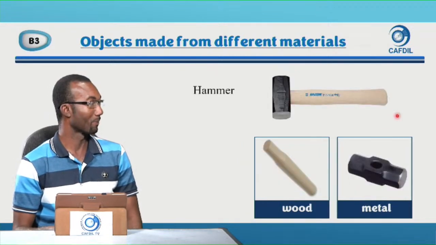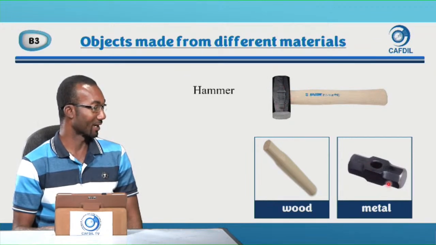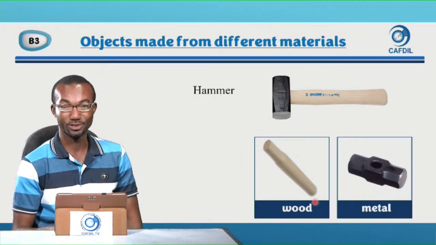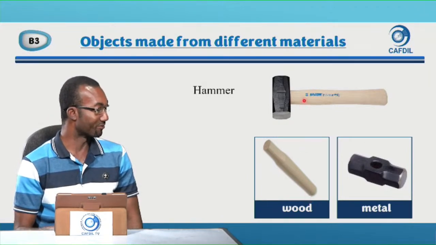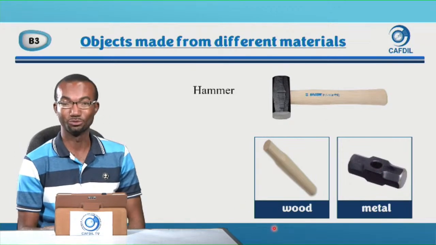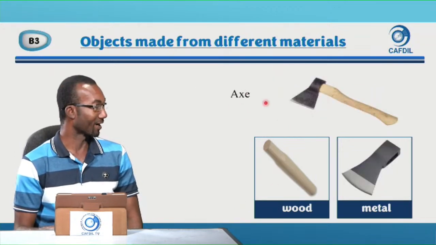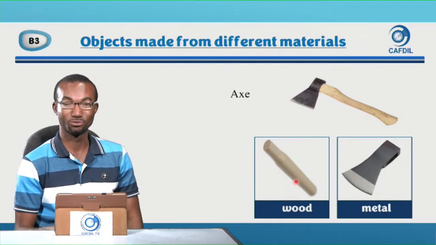You also have a hammer. The head of the hammer is made of metal. And the handle is made of wood. So the hammer is also one of the objects made from different materials. You have an axe. The head is made of metal and the handle is also made of wood.